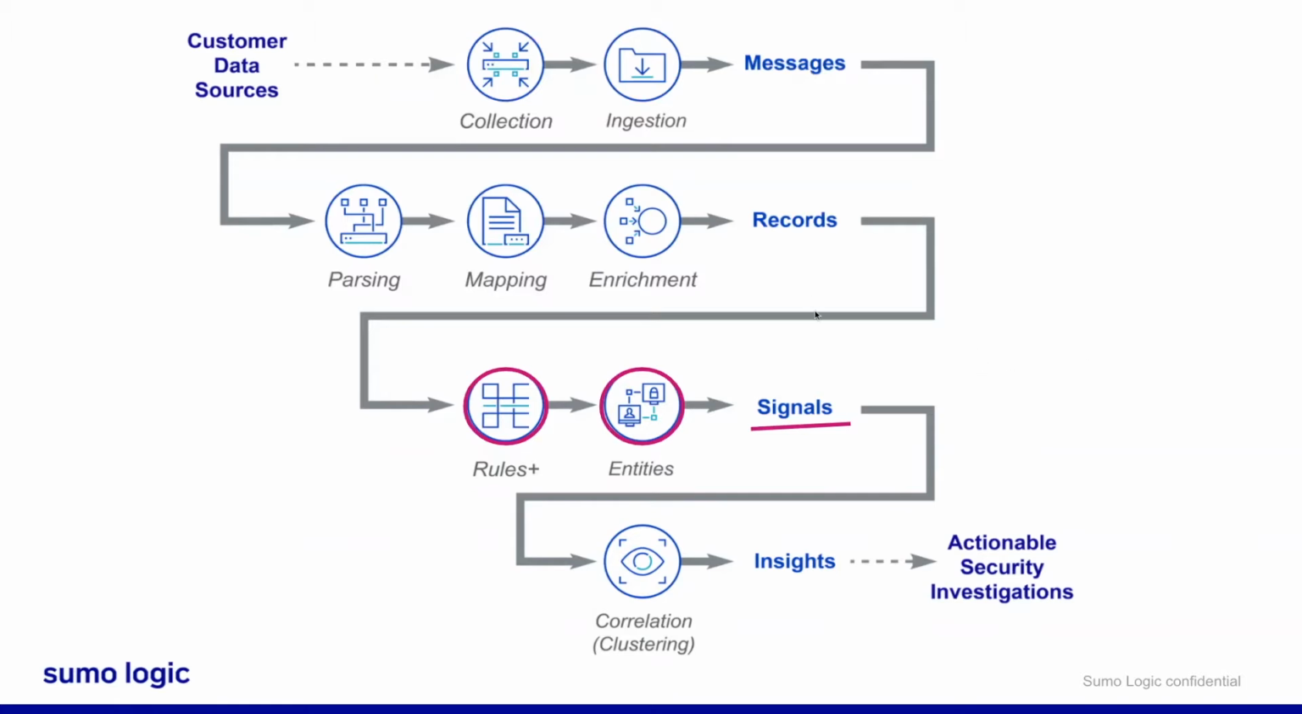Now, once we have a record, we're going to compare it to rules, and that's what's happening on this third line. If a rule is triggered, an entity is extracted, a severity score is assigned, and a signal is created. And we're going to talk about all those things in much more detail. Once you have enough signals within the same entity cluster together, then they become an insight.